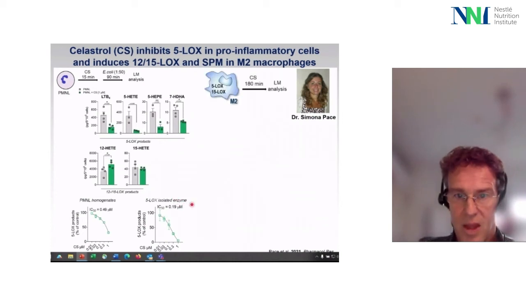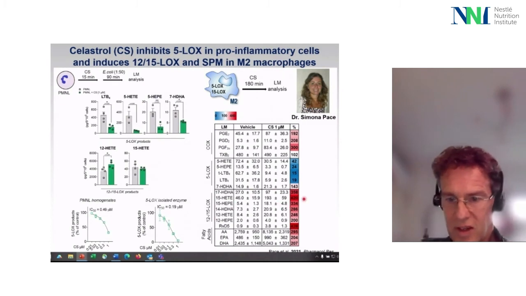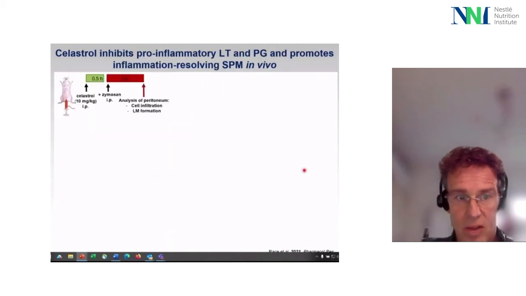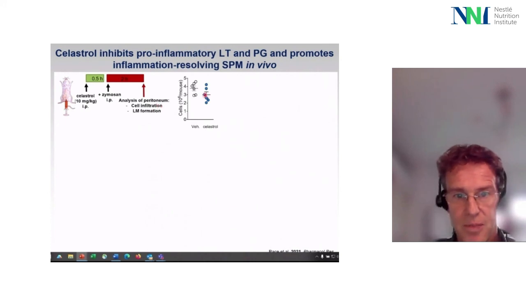We added celastrol to M2 macrophages, and to make a long story short, what we find is a strong activation of the SPM precursors as well as resolvins, and we see at the same time a downregulation of 5-LOX products. We then moved on to an animal experiment where we applied celastrol at 10 milligram per kilogram IP to mice. We stimulated the mice by zymosan injection, and after 2 hours we measured cell infiltration and lipid mediators.